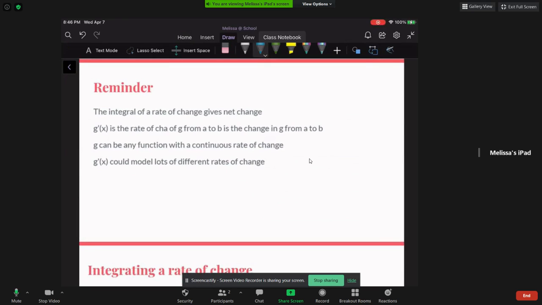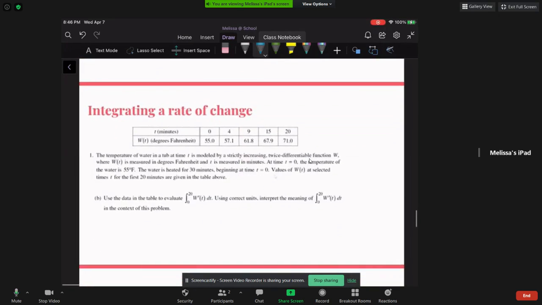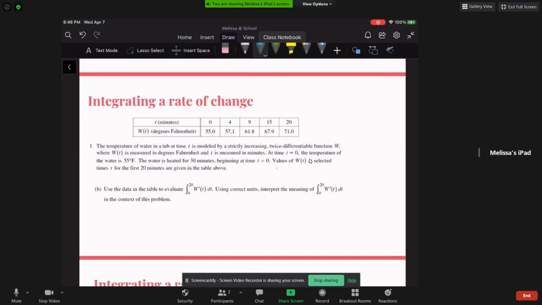All right, a couple of reminders here for this one. The integral of a rate of change gives the net change. Sorry, I have a little typo here. G prime of x is the rate of change of G, and the integral from A to B is the change in G from A to B. G can be any function with a continuous rate of change, and G prime of x could model lots of different rates of change. So now we're going to look at a couple examples for integrating a rate of change.